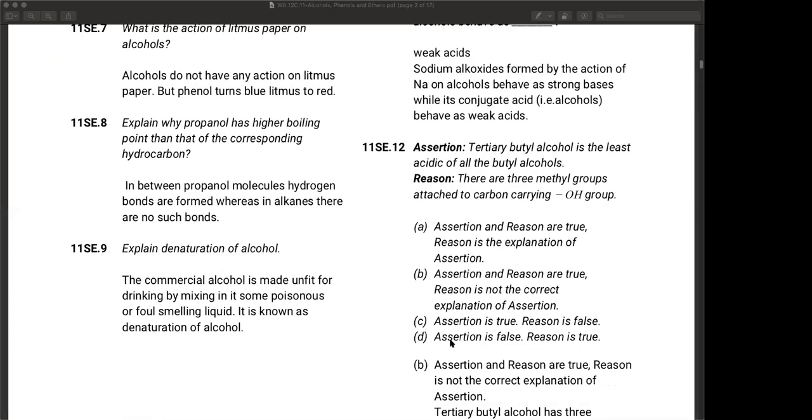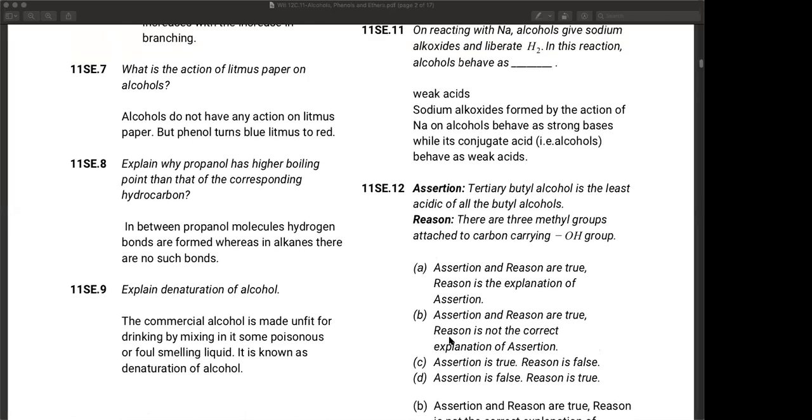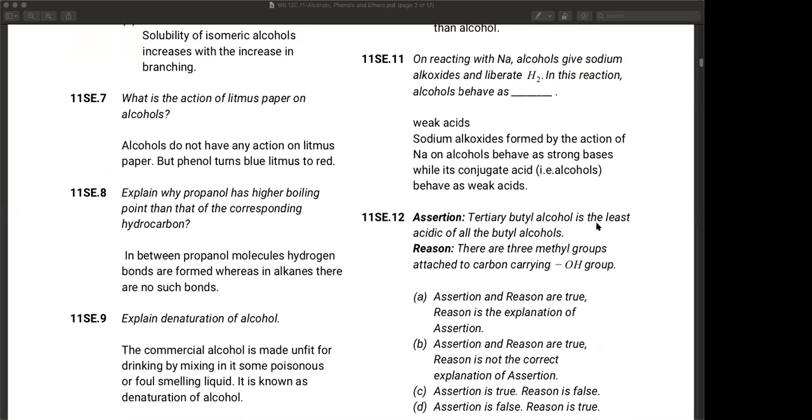Okay, then we have assertion reasoning type of question. Tertiary butyl alcohol is least acidic of all the butyl alcohols. This is the assertion. The reason it says is that there are 3 methyl groups attached to carbon carrying OH group. So assertion reason are true. Reason is the explanation of A. Assertion reason are true and reason is not the correct explanation of A. Or assertion true, reason false, or assertion false, reason is true. Or I'll give you a fifth option, both of them are false.